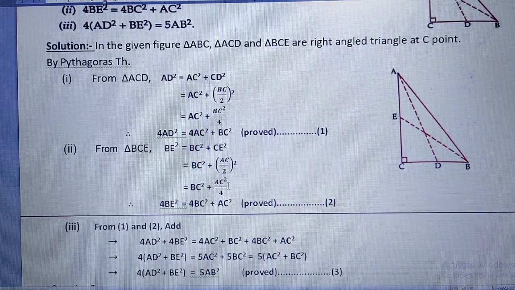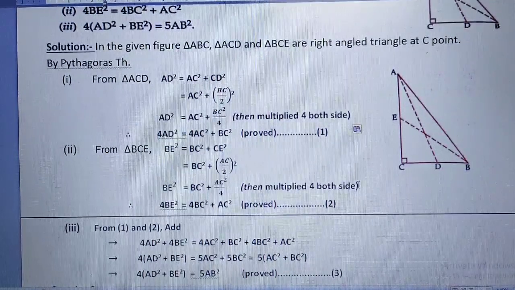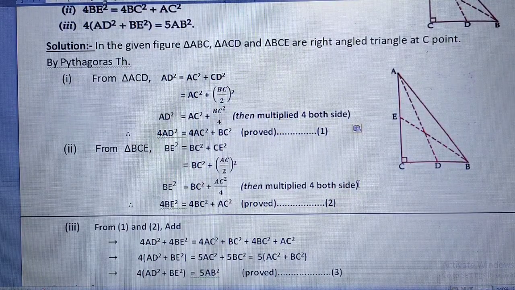Now multiply both sides by 4. Therefore 4BE square is equal to 4BC square plus AC square. So this is the result for the second part of the question.